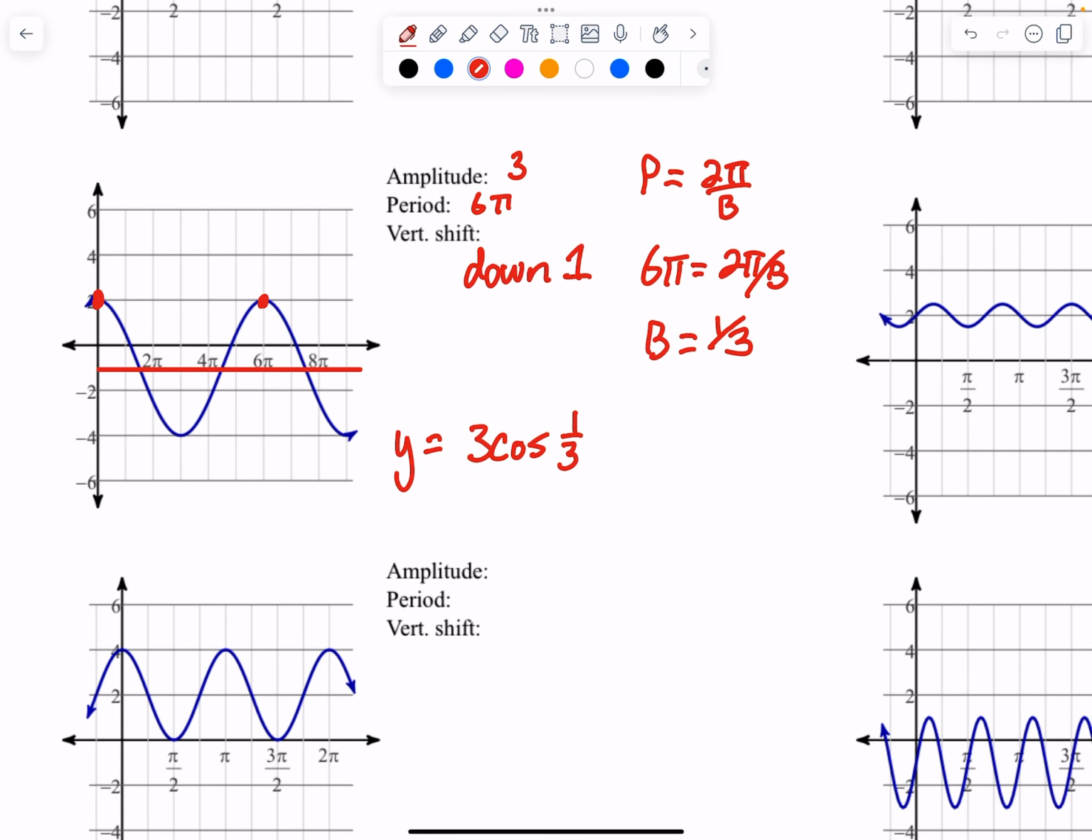All right, so I got a third there, and there's no shift left or right. So I'm going to put this in just to emphasize that the cosine stops there, but I know I've got to go down 1, so I put a -1.